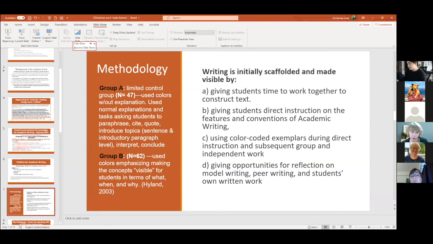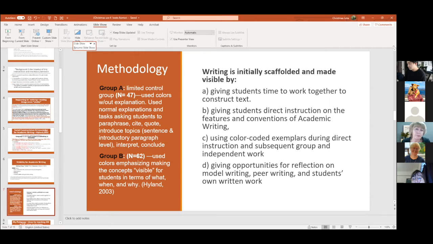And first, let's look at the writing, which was initially scaffolded and made visible by giving students time to work together and direct instruction. And then I did this thing using color-coded exemplars, and I really want to talk about that in a few minutes. And then I gave them plenty of opportunities to reflect and do model writing and peer writing, and they could focus on their own work and other students' work, but lots of models. And I think that they were really effective. But I want to talk about the colors in just a minute. That's what the basis of this will be.